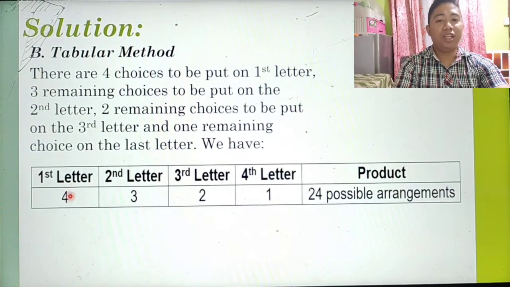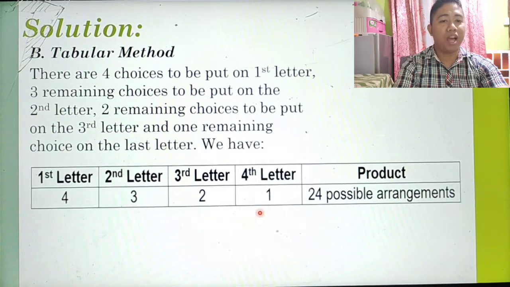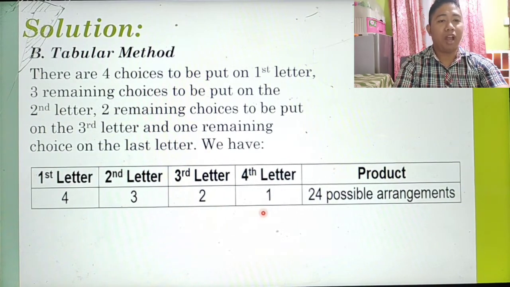So the first letter is 4, the second letter is 3, the third letter is 2, and the fourth letter is equal to 1. So that is 4 times 3 times 2 times 1. So we have the product, which is 24 possible arrangements. So 4 times 3 is 12, times 2 is 24, times 1, which is 24 possible arrangements.